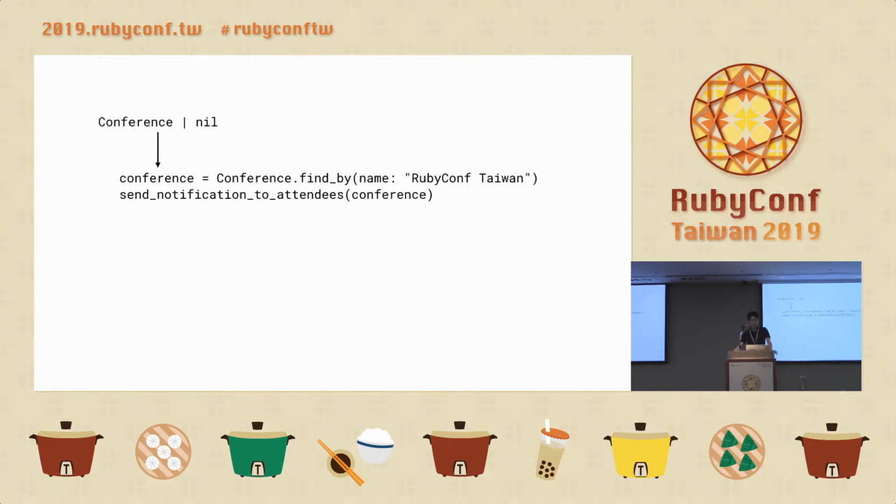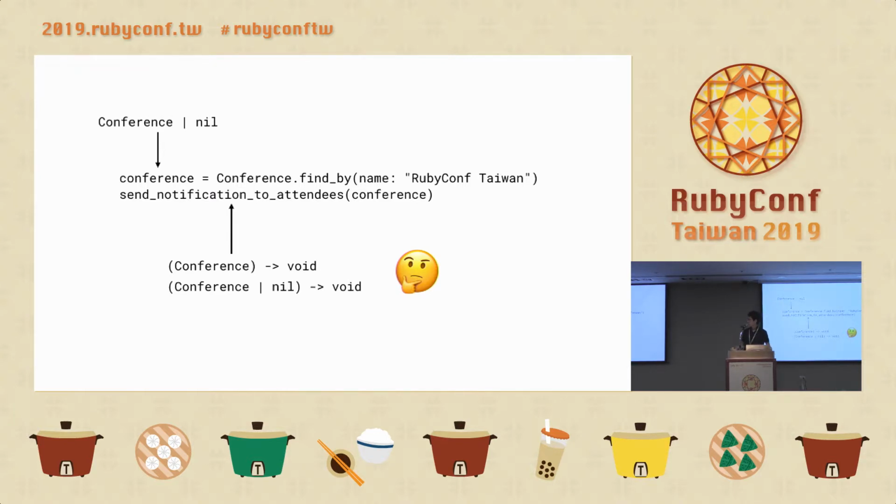The conference variable will be passed to another method, and we don't know if the implementation of the method has the assumption that the value cannot be nil or not. So we have to jump to the definition of the method and read the implementation carefully, and we will find whether the method accepts nil or not.